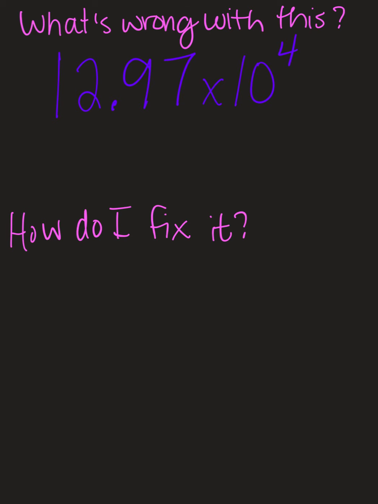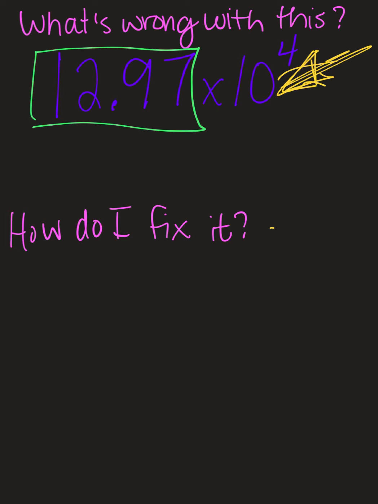So I want you to pause the video in a moment and answer the question, what is wrong with this number right here, before moving on. Leave some space to answer the question, how do I fix it also. So hopefully you paused the video to answer the question. What is wrong with this is that this number right here is not less than 10. Remember, we always want to have one digit before the decimal place. Okay, so I need to move this from here to here to fix it.